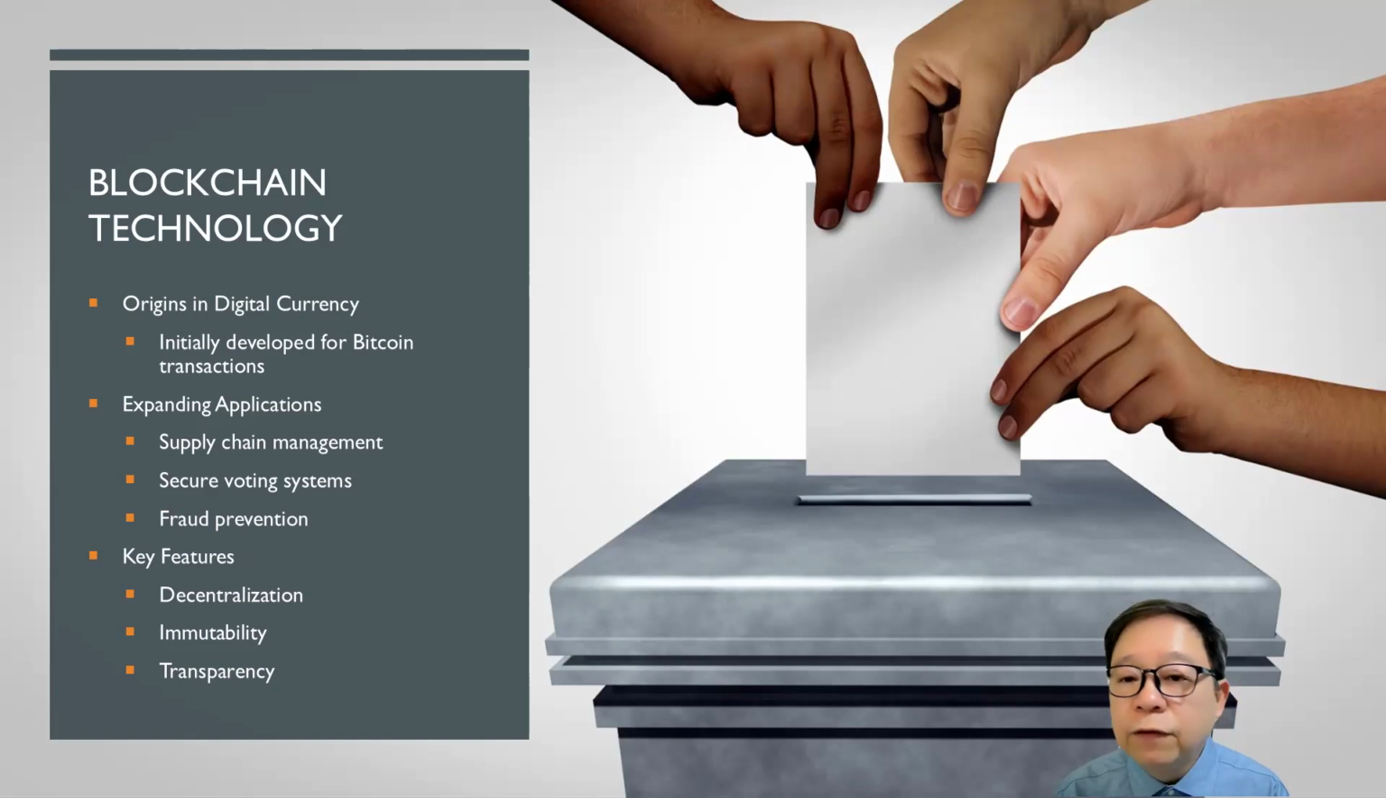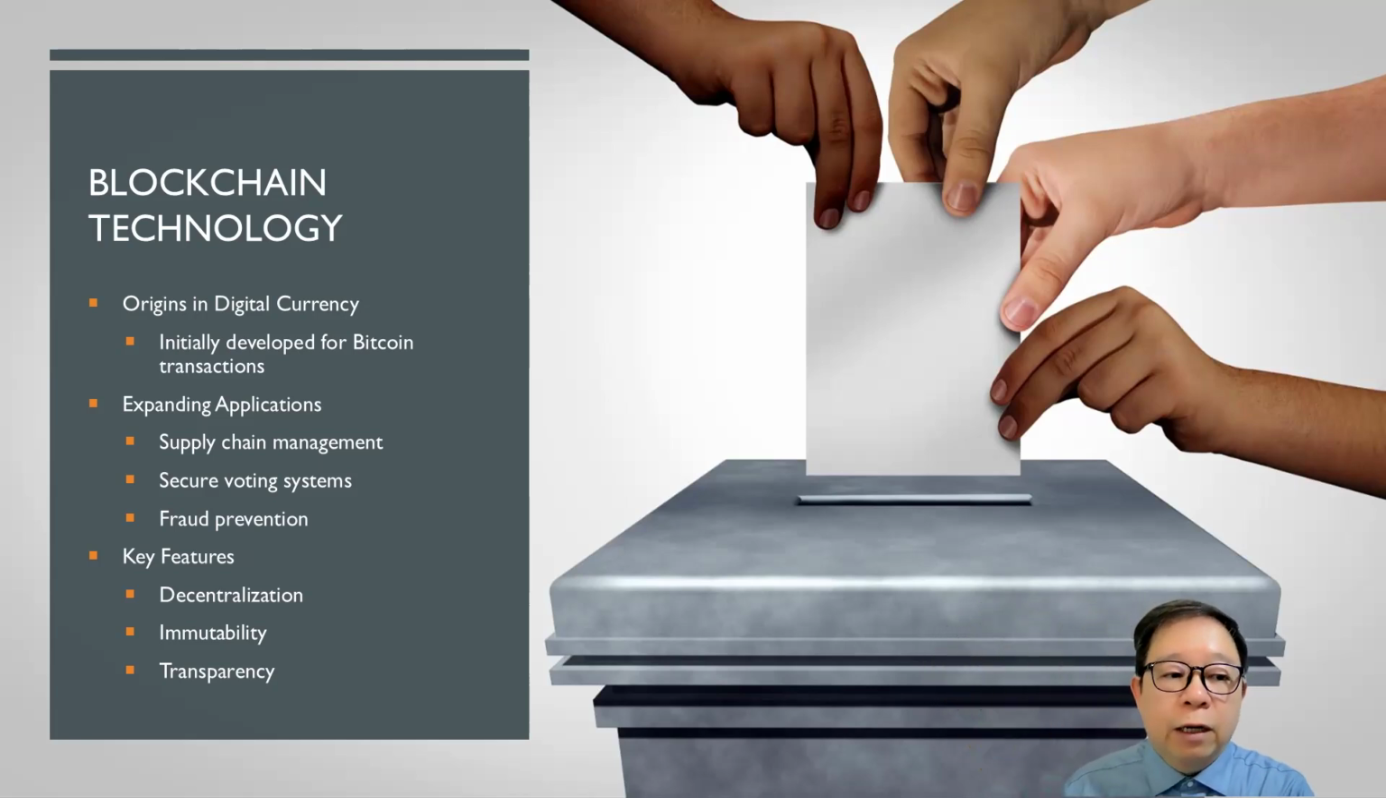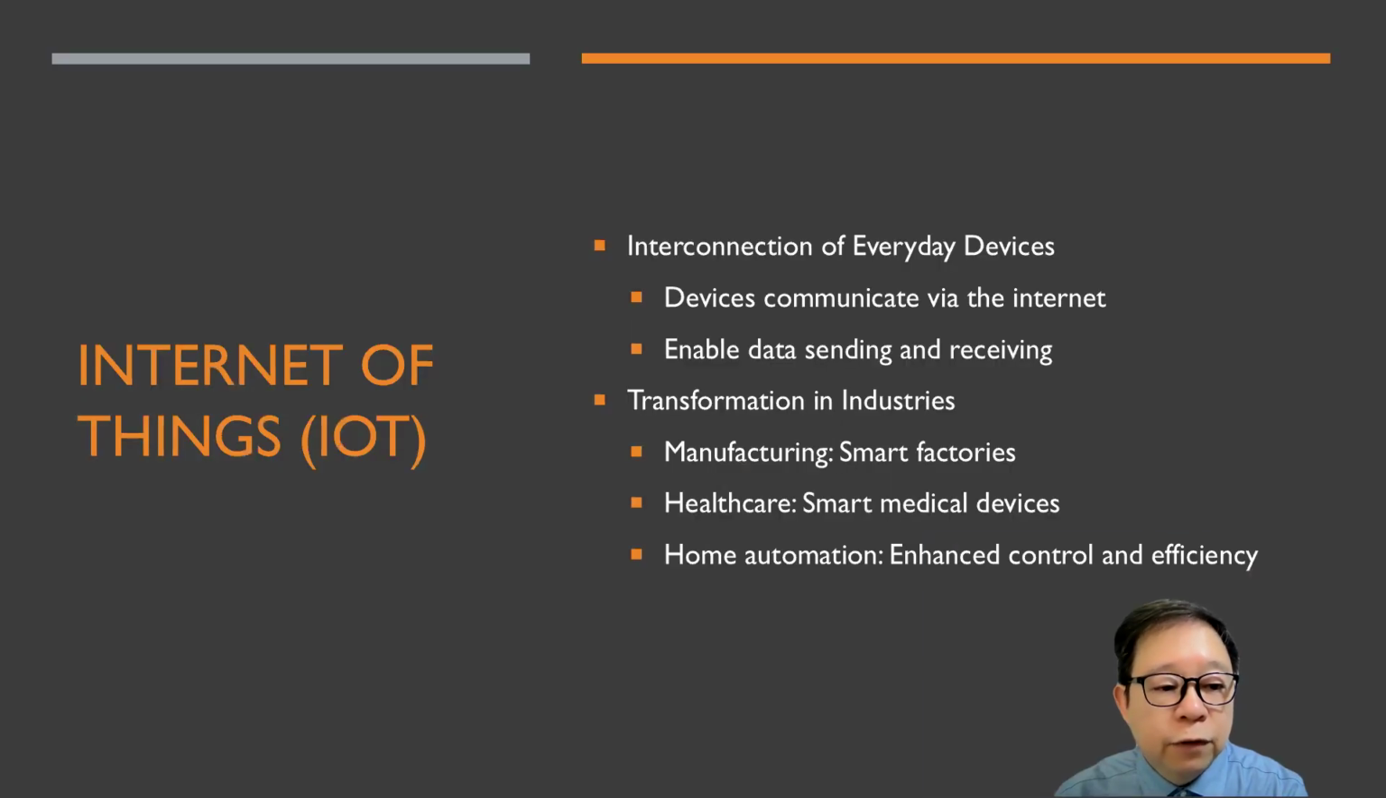There are a couple of key features. We always mention decentralization. Instead of having one person maintain everything, right? So now you have a distributed record across the blockchain, and it can even lead to decentralized company management decisions. So immutability and also transparency. So they are the key features for that.